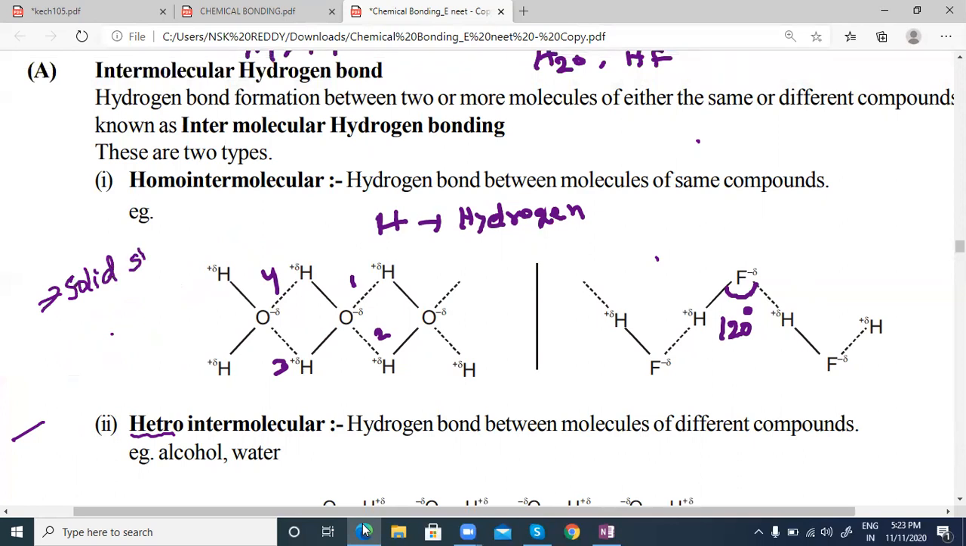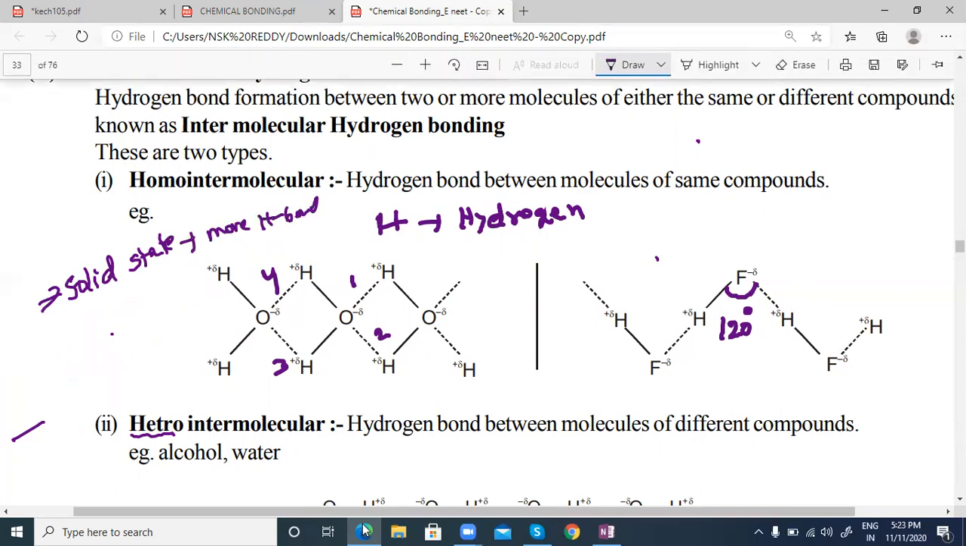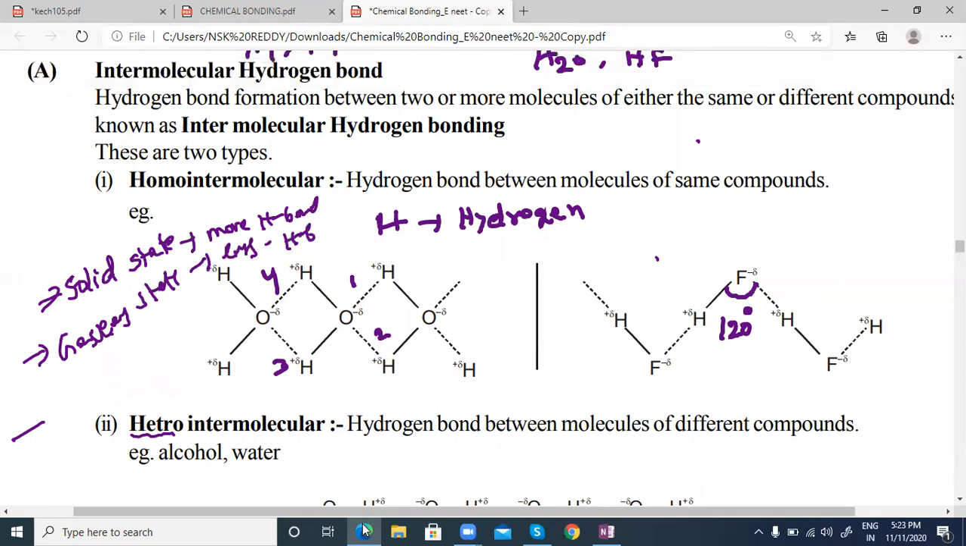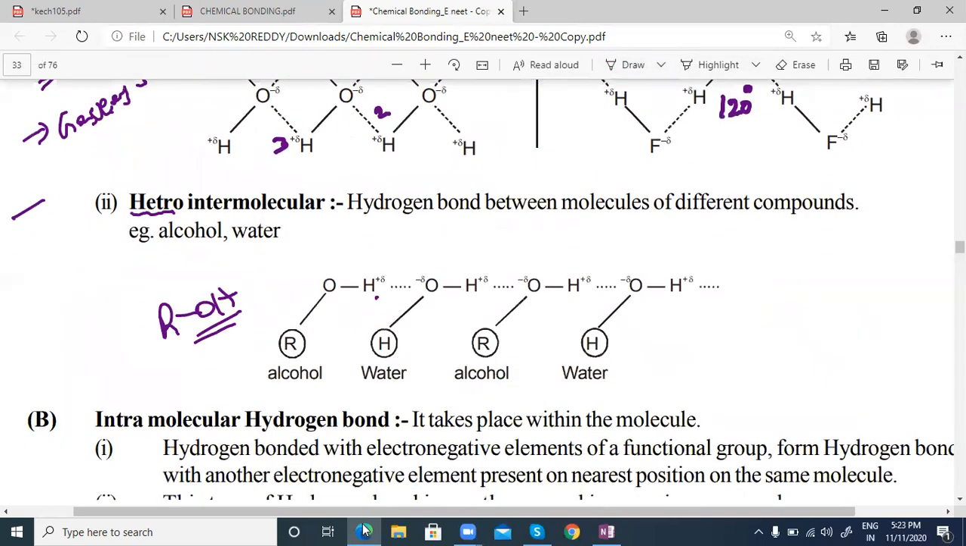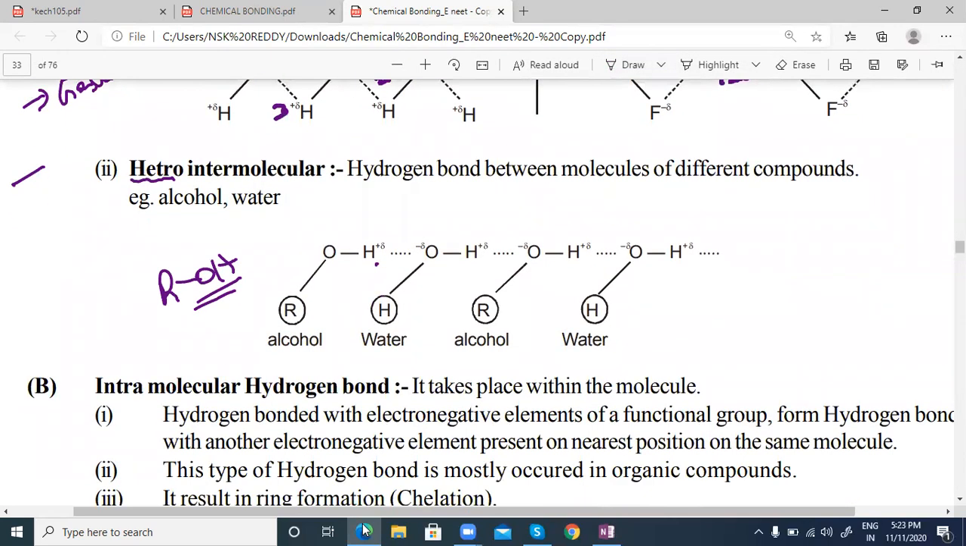Solid state, more hydrogen bonds they can form. Then the gaseous state has the least number of hydrogen bonds. Clear? And heteronuclear means between two different molecules. I already discussed that with the example, so I think we don't need to discuss it again.